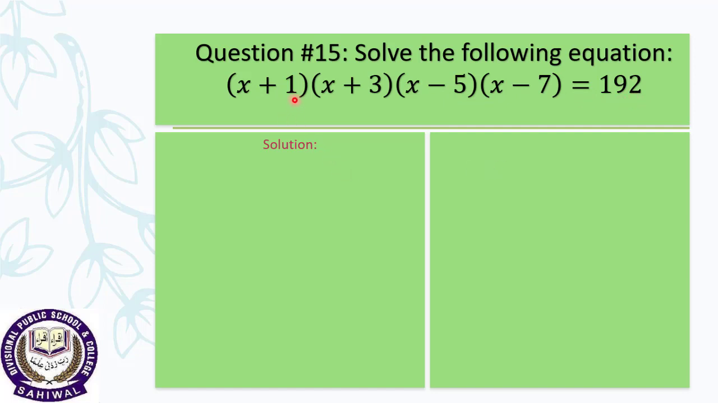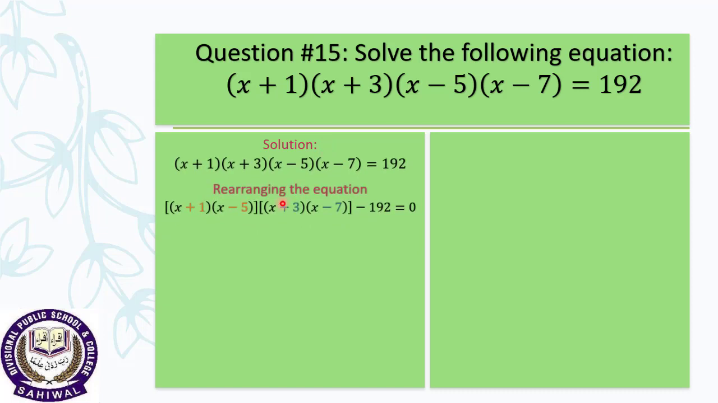Before starting this question, if we add 1 plus 3 we get 4, and if we add minus 5 with minus 7 we get minus 12. So we need to arrange this equation first. Rearranging the equation we get (x plus 1)(x minus 5)(x plus 3)(x minus 7) minus 192 equal to 0. Now 1 when added with minus 5 we get minus 4, and plus 3 when added with minus 7 we get minus 4. So we get two same factors.